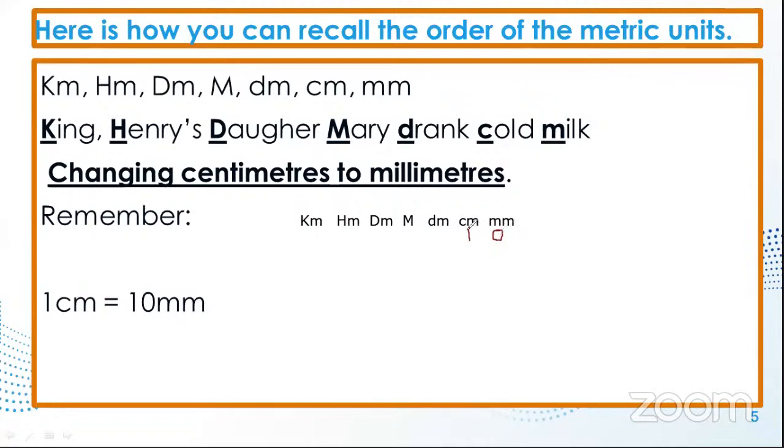You see? So that means 1 centimeter is 10. The 0 here represents 10. 1 centimeter is equal to 10 millimeters. So this is where they have got the conversion rate. From centimeter, here is 1. To reach millimeter, you add a 0.